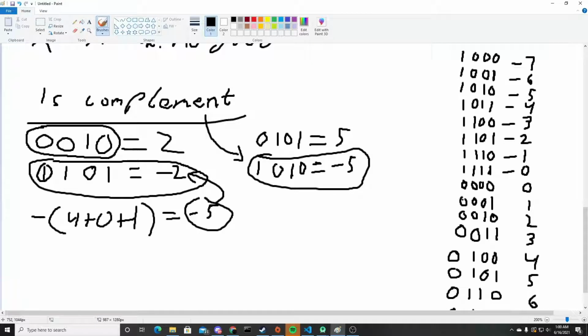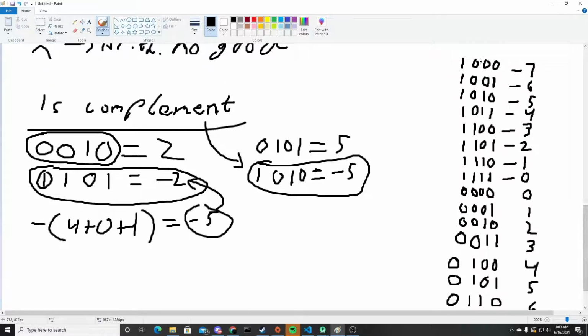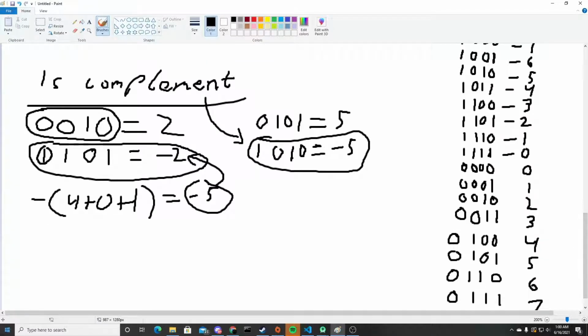1, for example, in binary is 0, 0, 0, 1. So -1 would be 1, 1, 1, 0. Again, we're just flipping the bits. 2 is 0, 0, 1, 0, -2 is 1, 1, 0, 1. And you see that property carries on throughout all of the negative numbers. If we go all the way down to 7, we have 0, 1, 1, 1. -7 is 1, 0, 0, 0. All the bits on both are opposite.